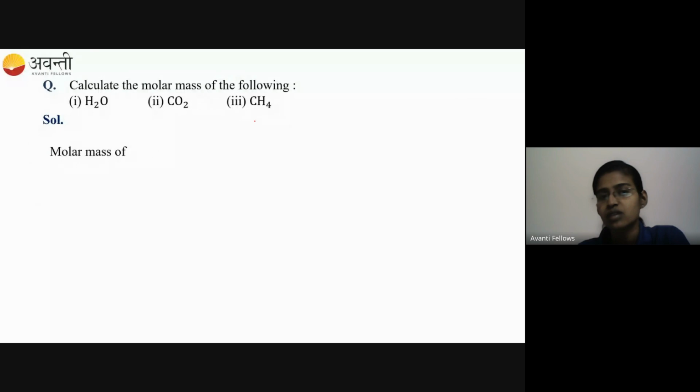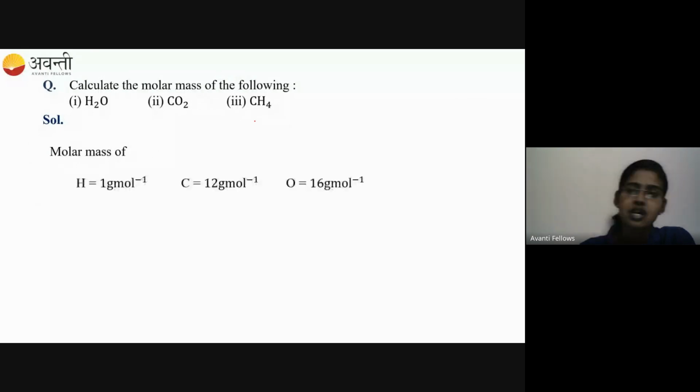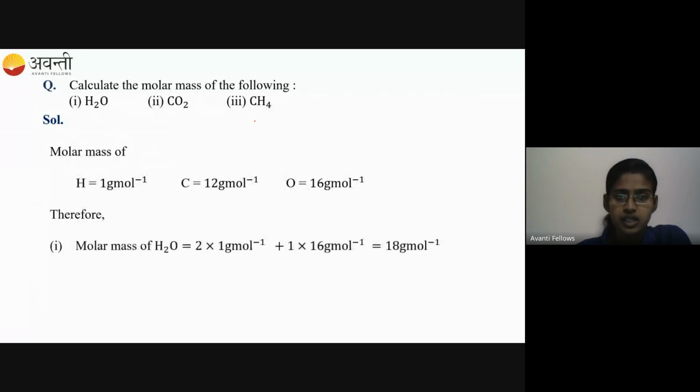So now coming to water, it is 18. We have already calculated. It is 2 into 1 plus 1 into 16. Now, can anyone find out the molar mass of carbon dioxide? What is the molar mass of 1 mole of carbon dioxide? Can you guys try for it? It's very easy, no? Try for carbon dioxide and give me the answer.